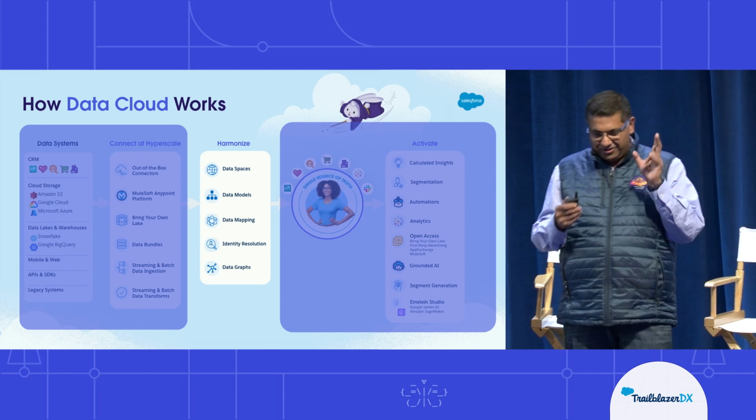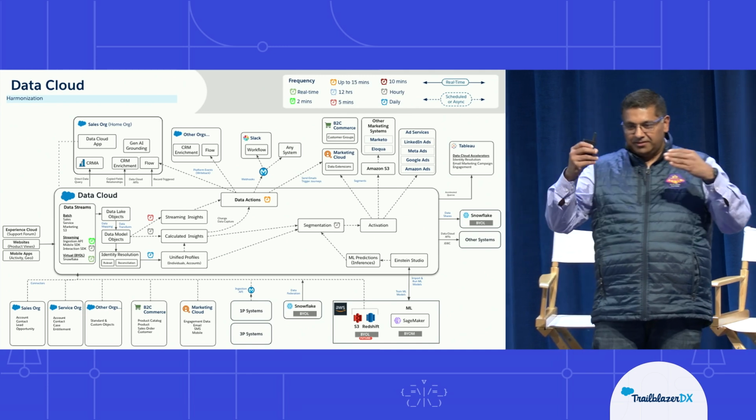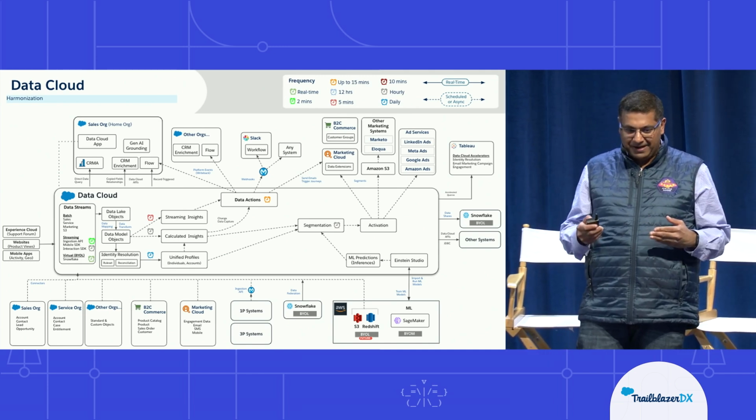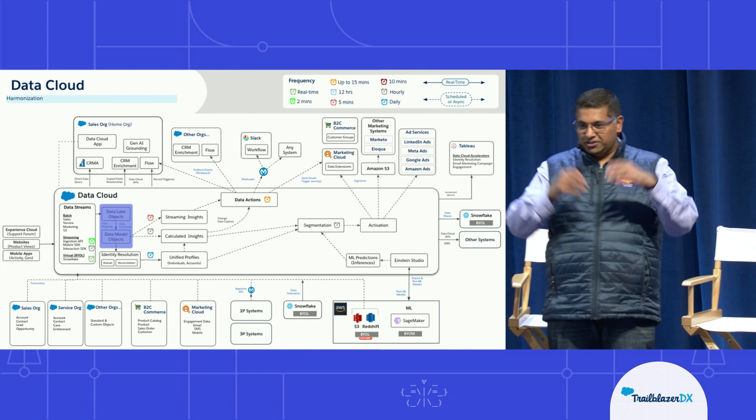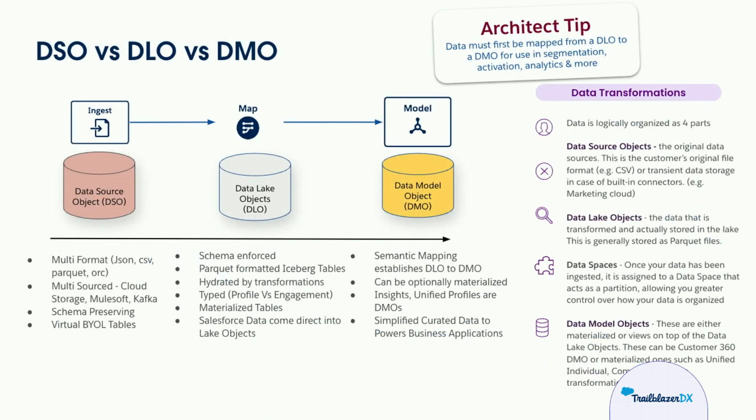So you've seen this infographic, but really, as I look at it, what does harmonization mean from an architecture perspective? Even though it's complex, harmonization is a process by which you are bringing your data in and then you're mapping it from your data lake objects and your DMO, your data model objects. Now, within the Data Cloud world, you will hear a lot of terms being thrown around: DSO, DLO, DMO. What does it mean?